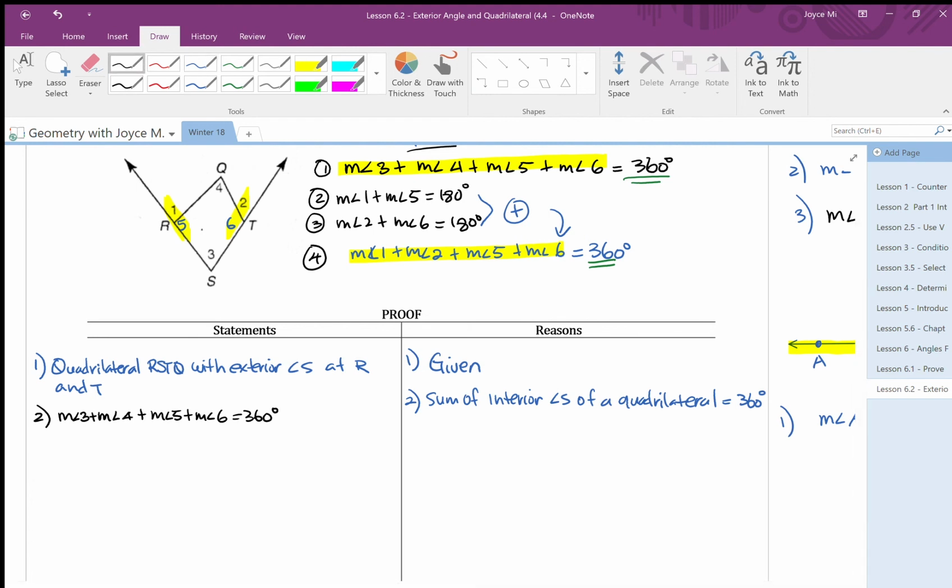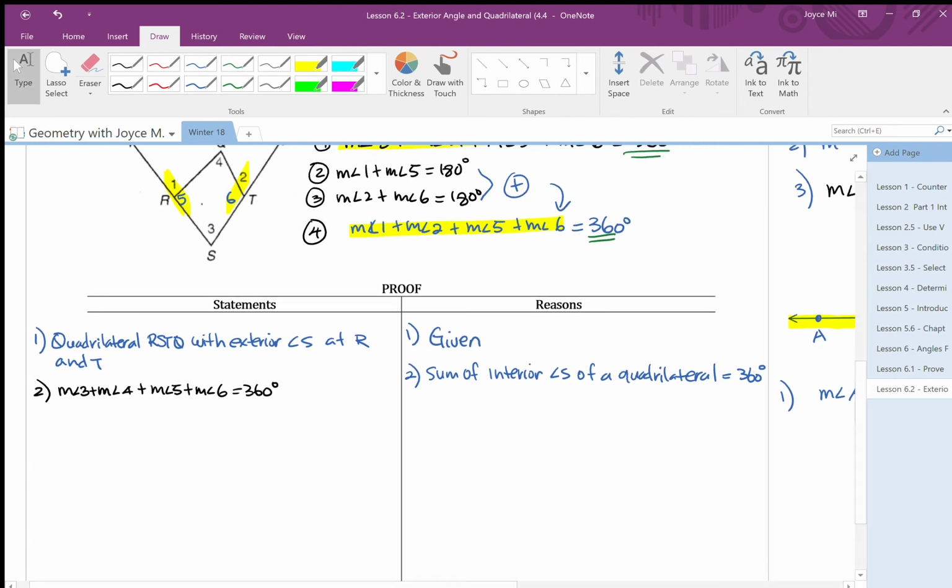So number 3, I can just say I have my two equations that I wanted. So I'm going to write it. So 3, I want measurement angle 1 plus measurement angle 5 give me 180. I have measurement angle 2 plus measurement angle 6 also give me 180. Again, exterior sides of adjacent angles form a straight line. That's what makes them 180 here.